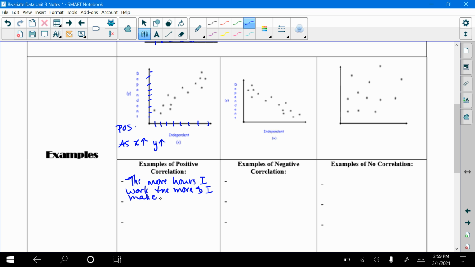The next one is as my independent gets bigger, so as x gets bigger, it increases, y decreases. This is a negative slope. For instance, the more I spend, the less money in my account.